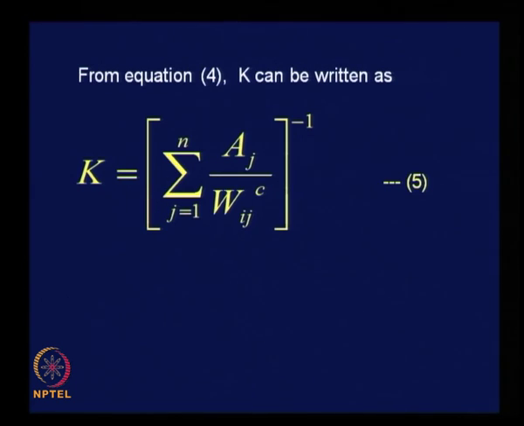From equation 4, k can be written as k equal to sigma j equal to 1 to n Aj by Wij raised to power c, the whole thing raised to power minus 1. Let us call this equation 5.